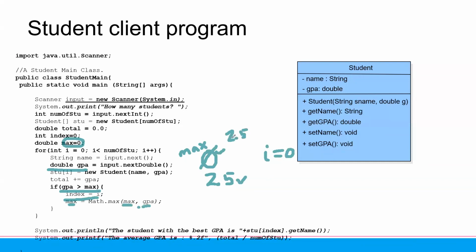Okay. And so on. If I have another value 3.0, then it will be checked. The current GPA is 3, and I want to check with the current max. The current max is 2.5. Then it will be changed to this new GPA. So we can use this function to update the GPA.